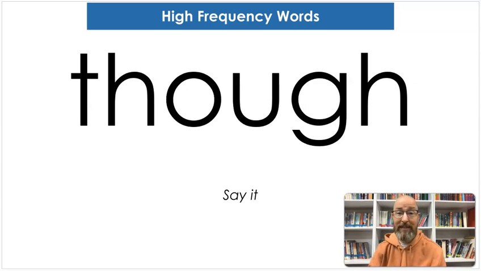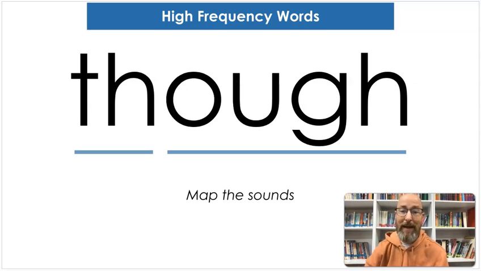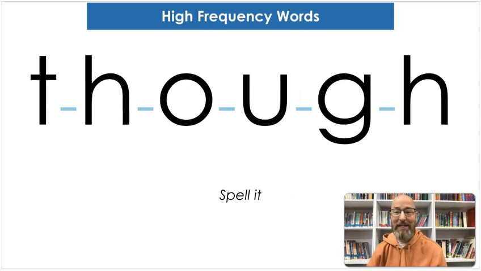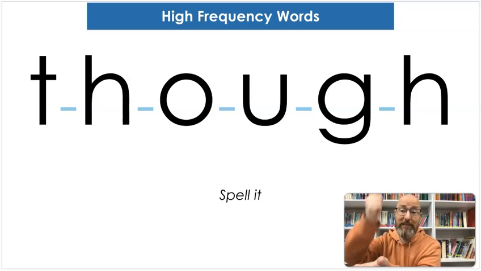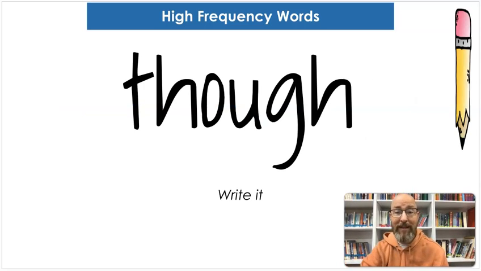And our last word is though. Say though. Map the sounds. Th-o. Two sounds for a big word. Let's spell it. T-H-O-U-G-H. Though. And let's write it. T-H-O-U-G-H. We made it to the end.